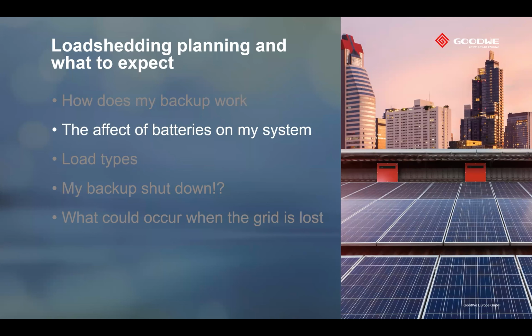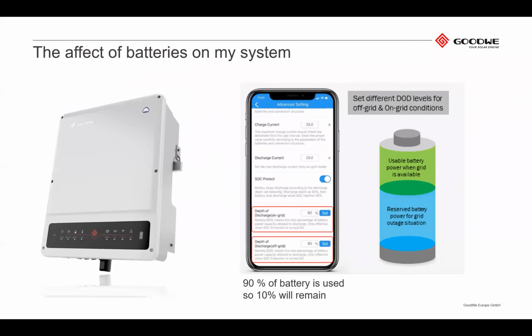Now we're going to look at the effect of the batteries on our backup output. What is very important when commissioning our inverter and setting the settings is the depth of discharge. So we have the on-grid depth of discharge and the off-grid depth of discharge. We have those 2 levels so that one can set a reserve for grid outages.